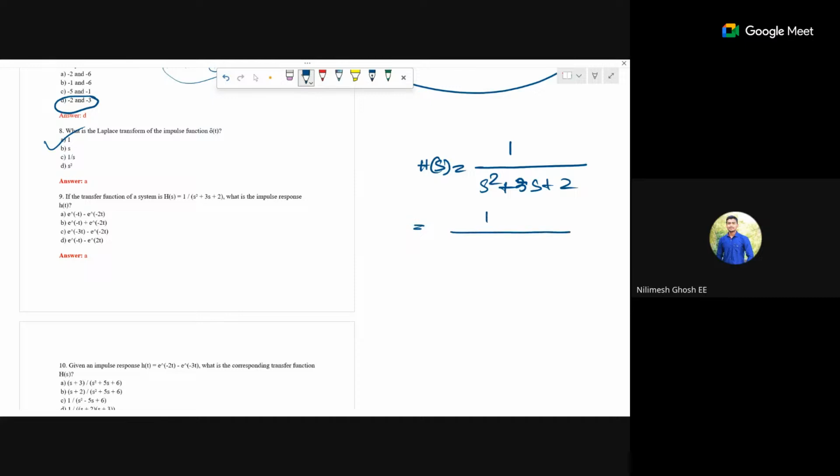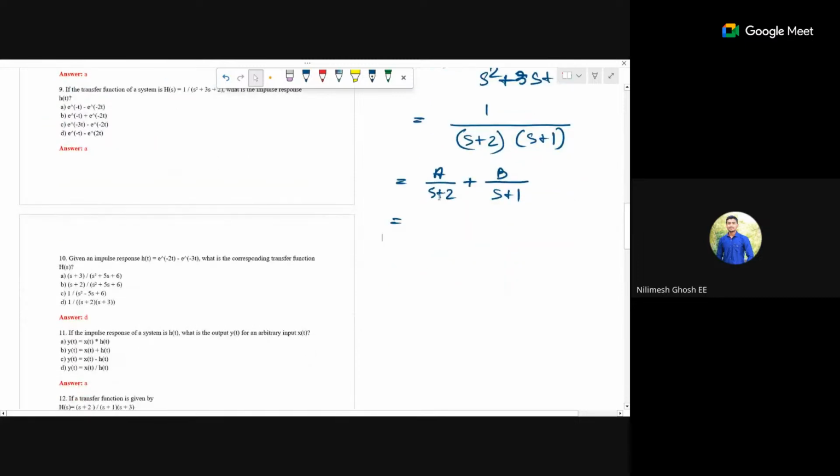So this will be 1 by (s+2)(s+1). We can write it as A by (s+2) plus B by (s+1). Now we need to find the values of A and B, right?